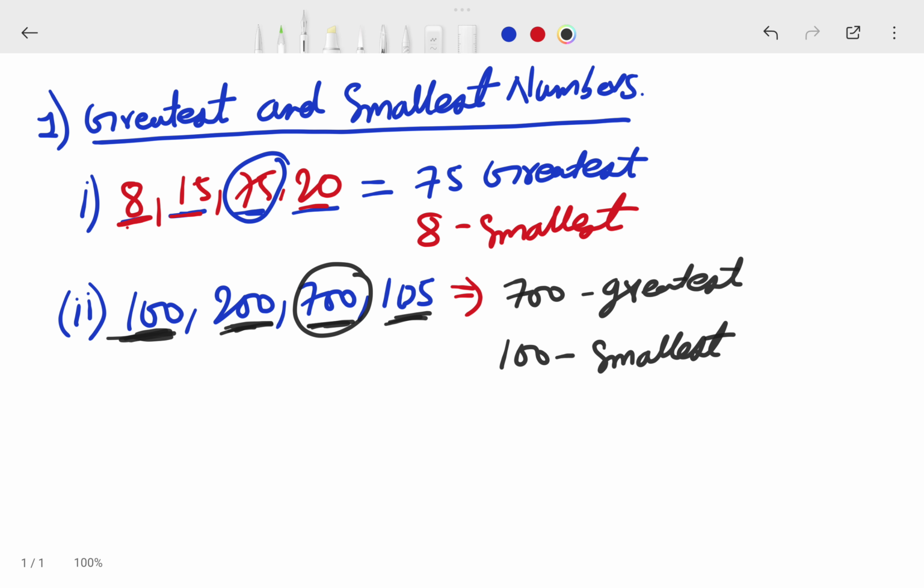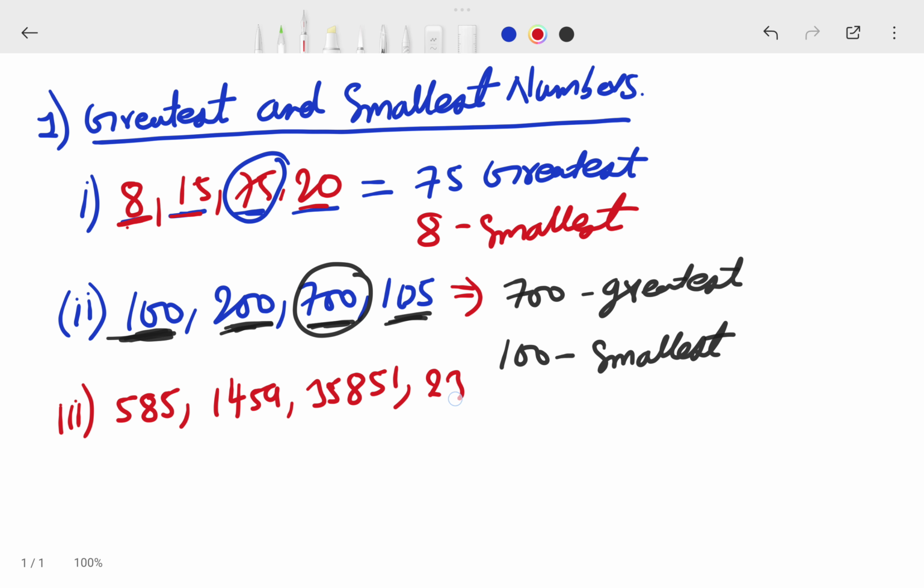Okay, so now I'm taking this question higher. Let's take the third question. Let's suppose this is given 585, this is given 9000, this is given 1459, another is given 35,851, and another question is given 23. Now I will take this question a little bit slowly, to be understood.